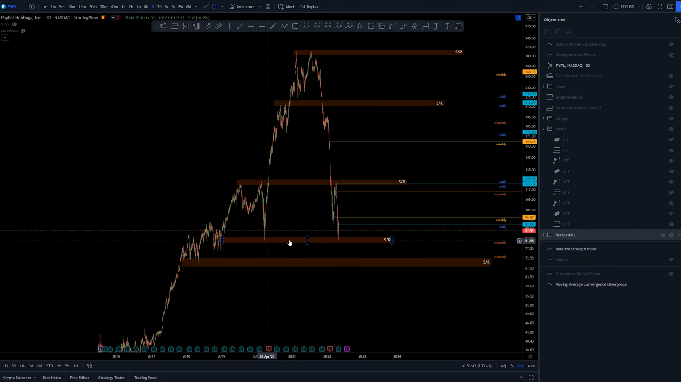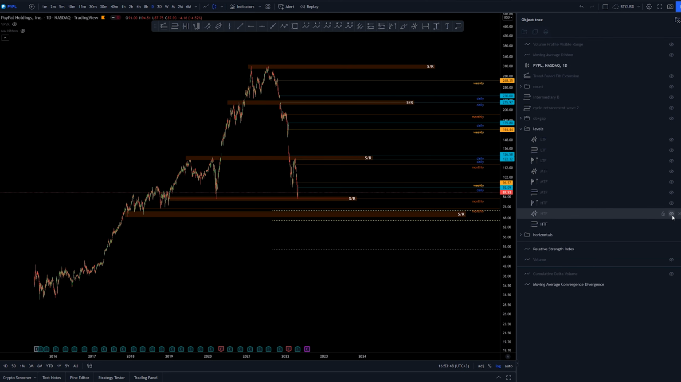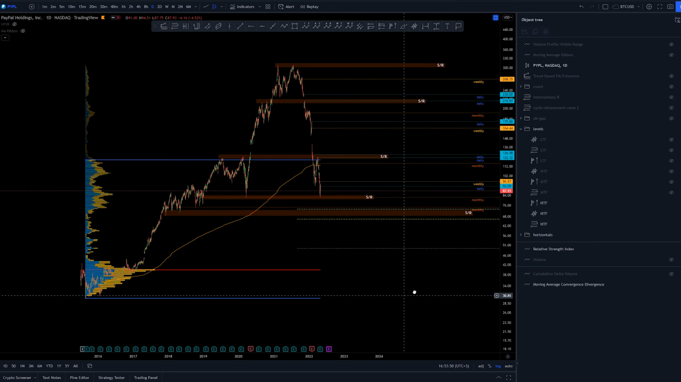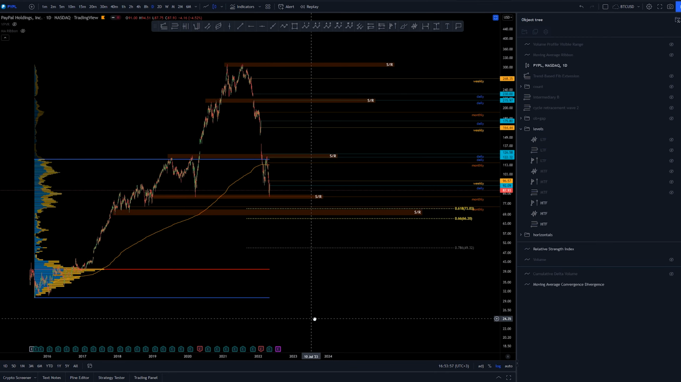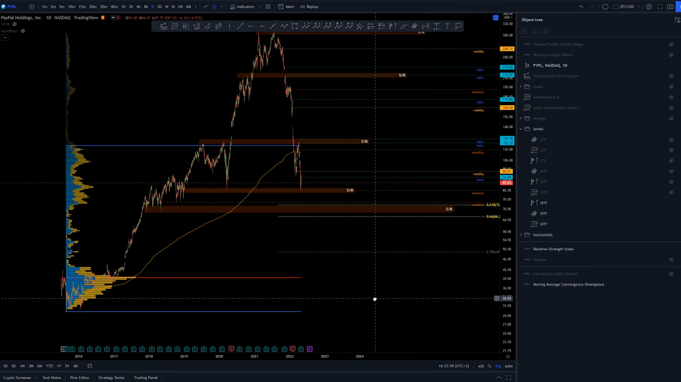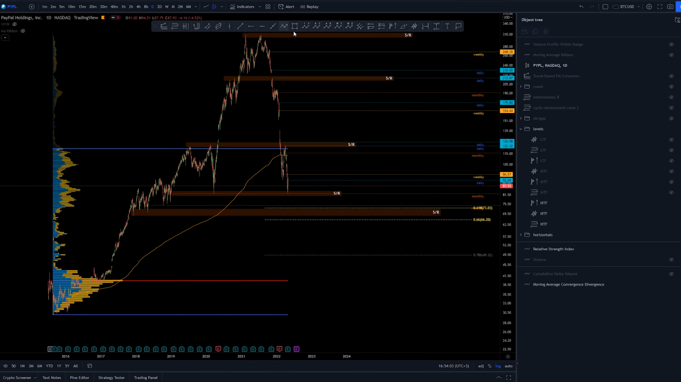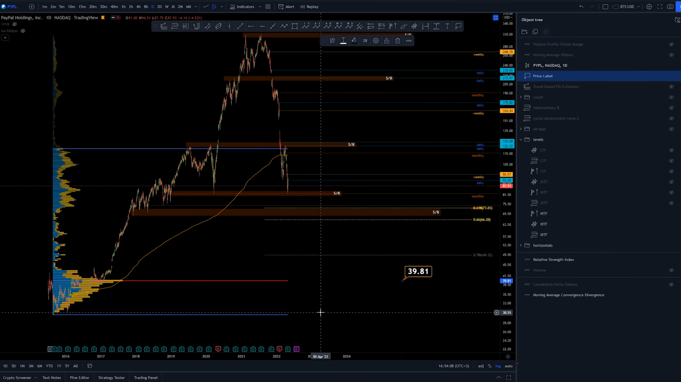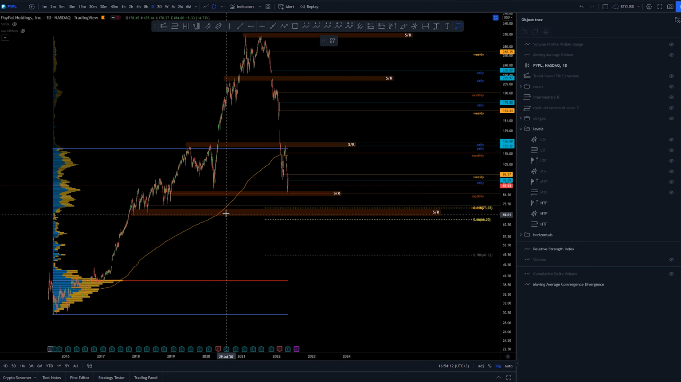Let's go over some high time frame outlooks first, or levels. So again, I have here a volume profile, an anchored VWAP, and Fibonacci retracement levels. For the whole chart, basically we've got a major point of control all the way down here at $39. We don't need to look at that yet, as it is not really relevant at this point.